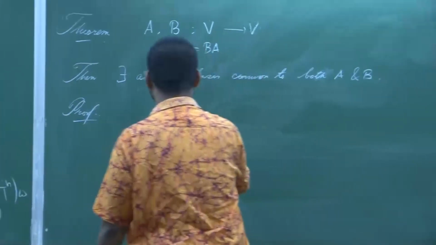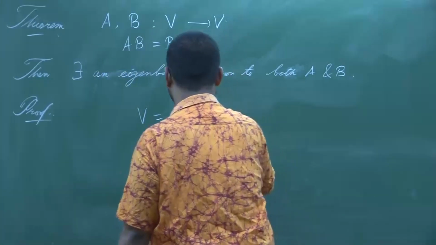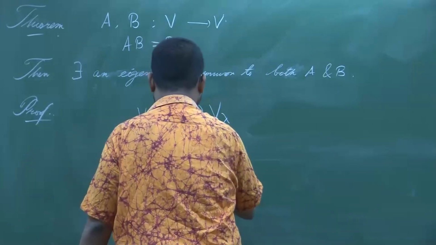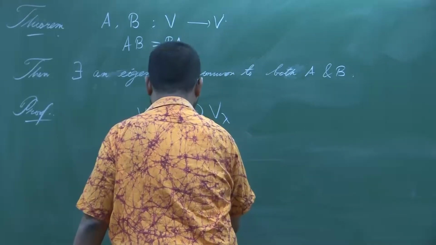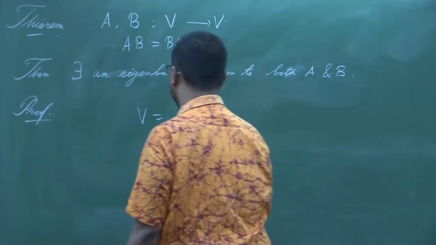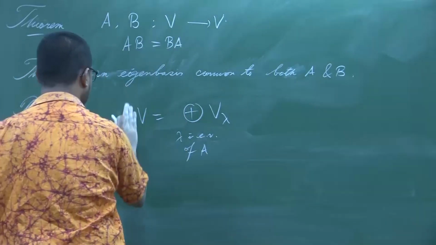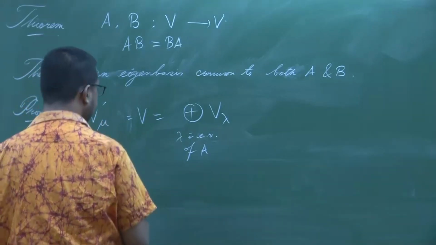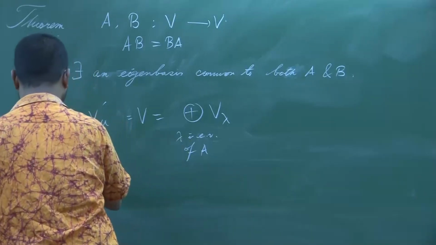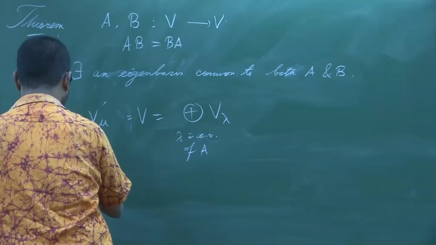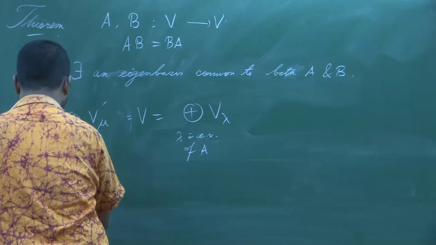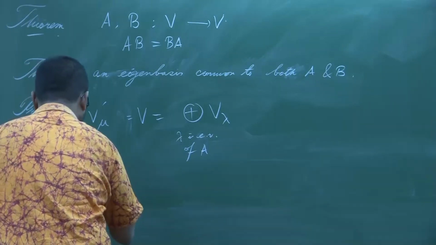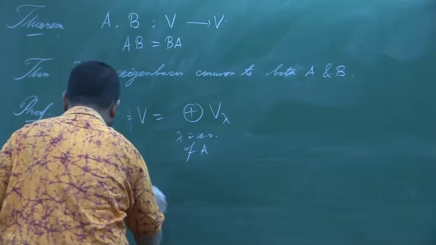So, okay, lambda is an eigenvalue of A. Since this is diagonalizable, we have this decomposition. Similarly, we have the further decomposition V_lambda_mu. Well, mu is an eigenvalue of B, and let me define V_lambda_mu to be the kernel of B minus mu I. Okay.